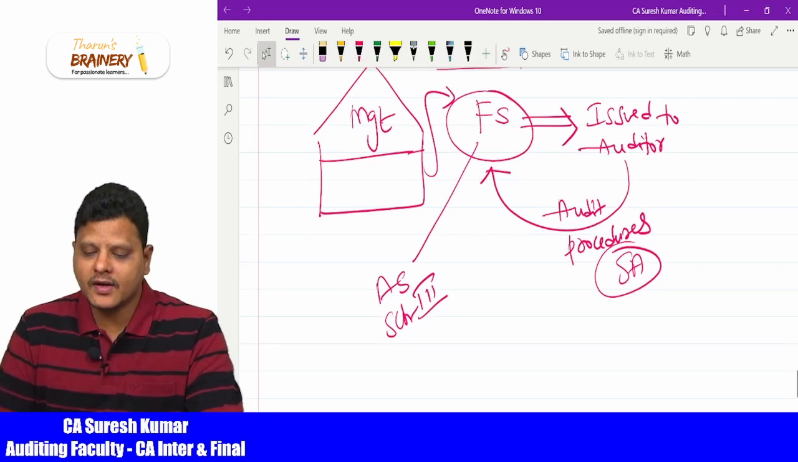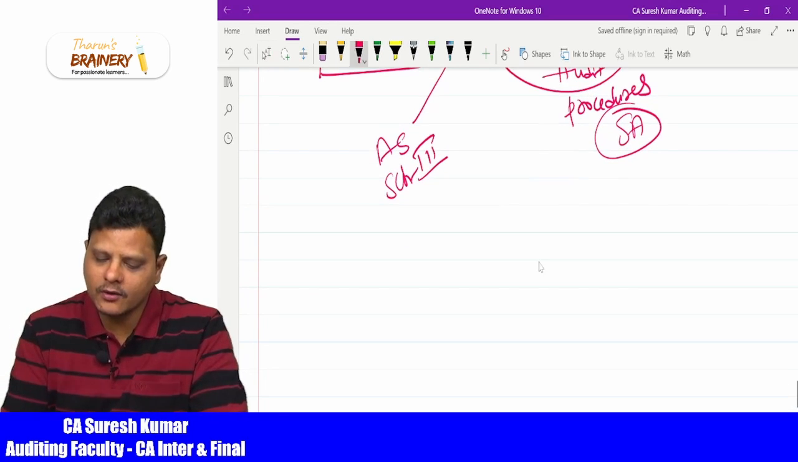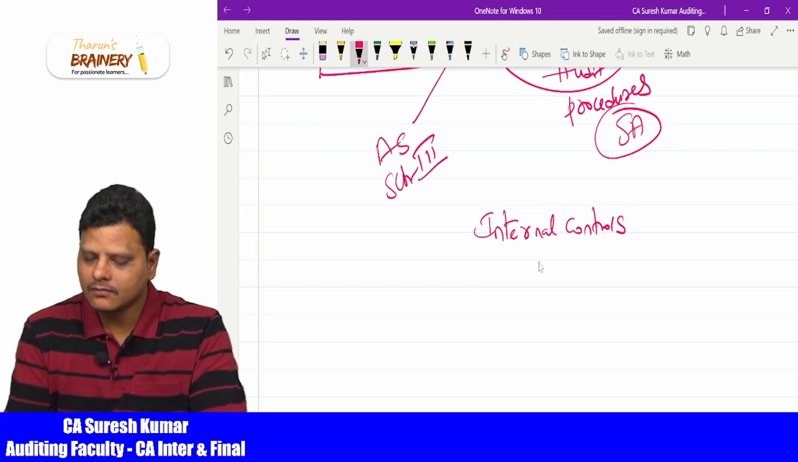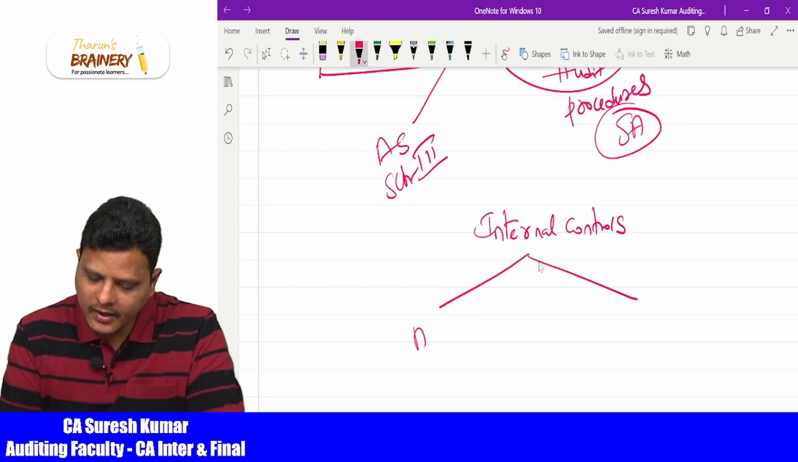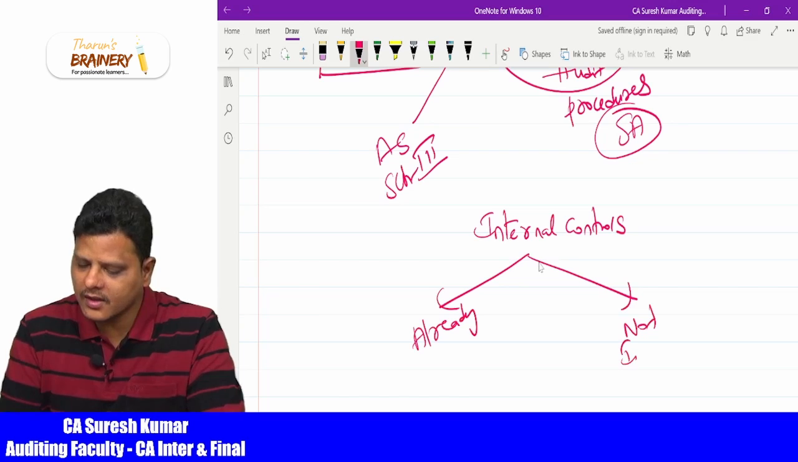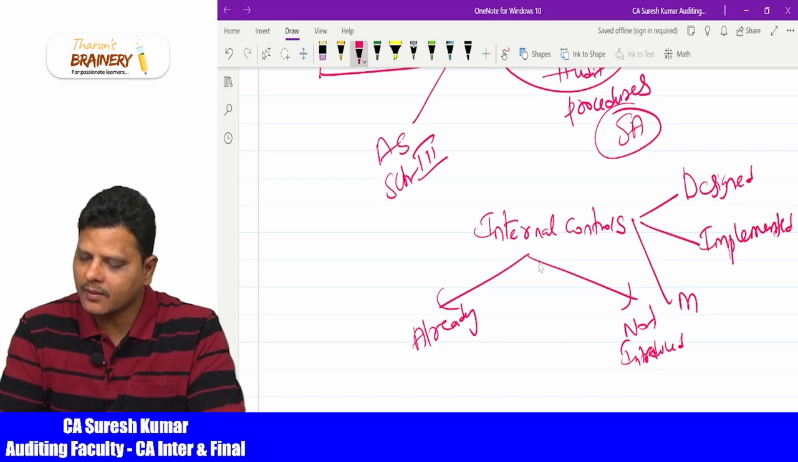Now in order to prepare the financial statements in a true and fair manner, the management is going to introduce internal controls to the organization. So internal controls. There are some companies which have already introduced the controls and some which have not introduced the controls. So internal controls are DIM. What is DIM? Designed by the management, implemented by the management and monitored by the management.